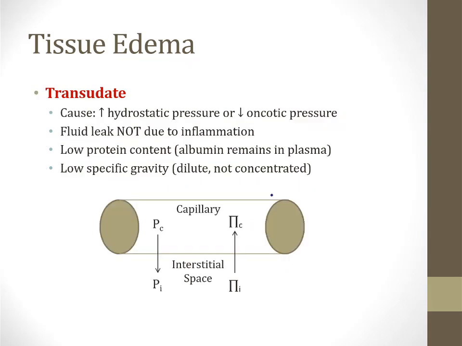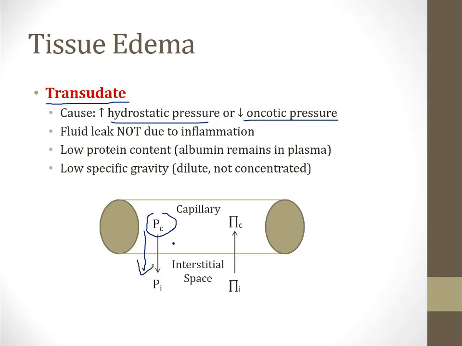But there is a second reason that tissue edema can occur, and this has nothing to do with inflammation, but it looks the same. It can be hard to tell the two apart. The second type of tissue edema is called a transudate. This is caused when there's very high hydrostatic pressure or low oncotic pressure inside the capillaries. If we look at our drawing on the screen here, remember that the hydrostatic pressure in the capillary drives fluid out into the interstitial space.